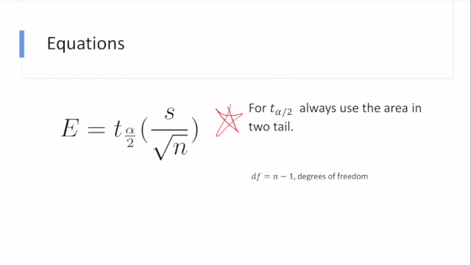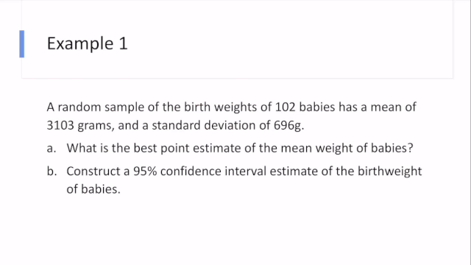So we need to make sure we know how to calculate our t values. So for t sub alpha, we always use the area in two tails, and like I said on the previous slide, degrees of freedom equals n minus 1. Now instead, before we would have a z value out here, now we have our t value. So error equals our t value times our standard deviation over the square root of n, where n is our sample size. So let's go through two short examples.